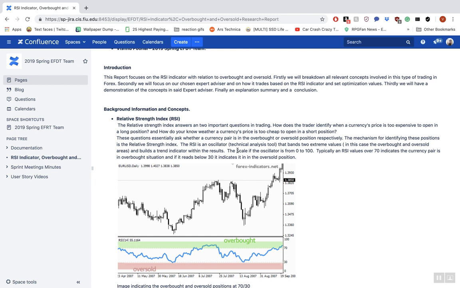So what it is, basically, it's an oscillator or a technical analysis tool that bands two extreme values. In this case, it's the overbought levels and the oversold levels, and it builds the trend indicator within the results. Now, the scale of the oscillator is from 0 to 100, and the typical or general consensus on when a currency pair is in an overbought situation is any values over 70 on the scale, and if it's in an oversold position, then it's any values below 30.